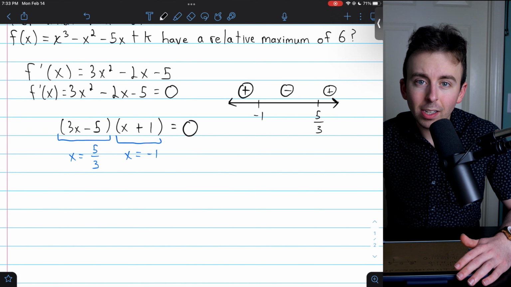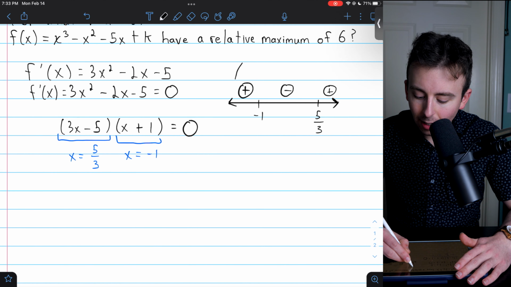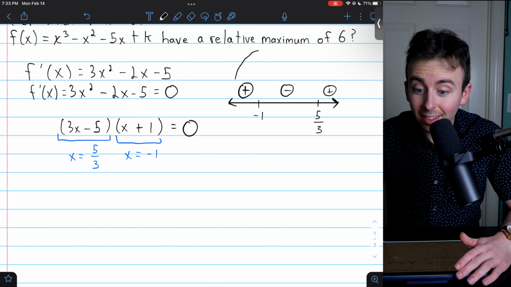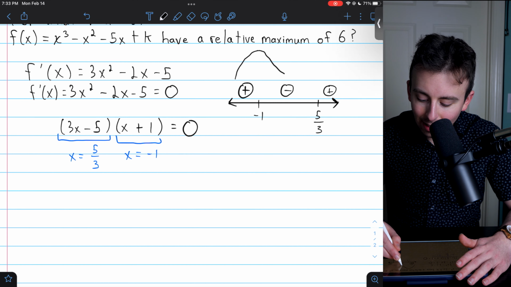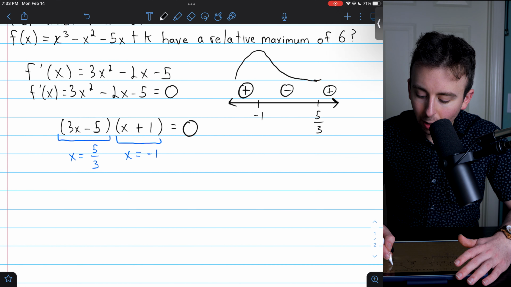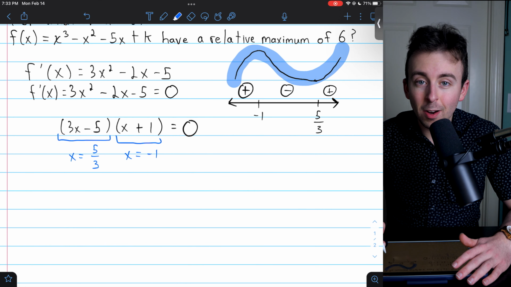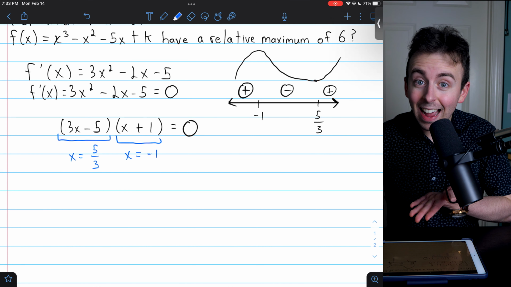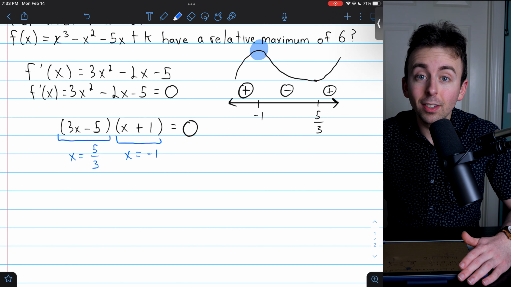All right, so where is our relative maximum? Well, we just got to read the sign chart. What we see is that our function will be increasing, so it looks something like this, until x equals negative 1. Then it starts to decrease, so it looks something like this. It decreases until x equals 5/3, where it then starts to increase again. And the specific shape doesn't matter here. What matters is how it's increasing and decreasing, and you can see, even if this doesn't look exactly right, this is definitely where the relative maximum is based on the sign chart.